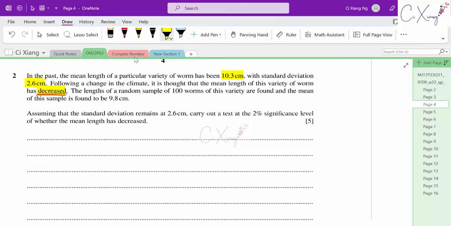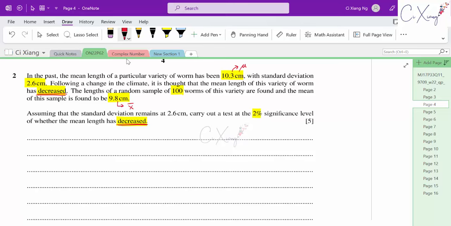The length of a random sample of 100 worms of this variety is found, and the mean of this sample is 9.8. For your information, this 9.8 is from the sample of 100 worms, therefore it is the sample mean, and the 10.3 is the population mean. Assuming that the standard deviation remains the same, carry out a test at 2% significance level whether the mean length has decreased. Again, you can see the keyword decrease here, which helps us form the alternative hypothesis.